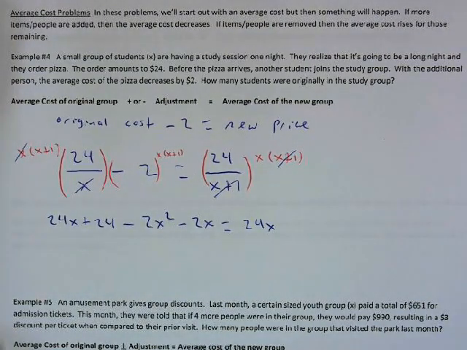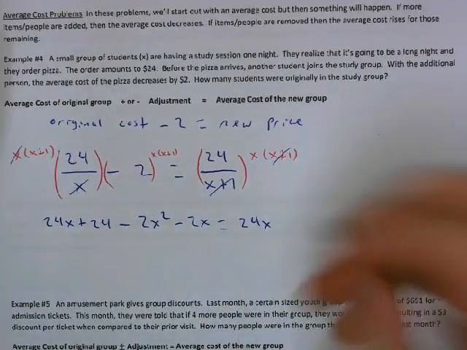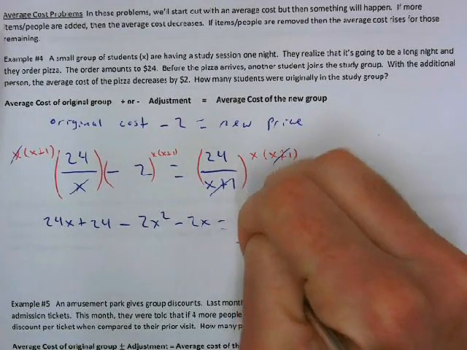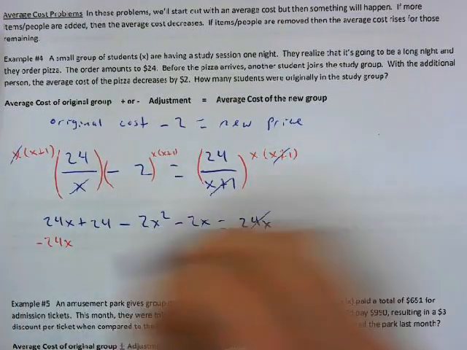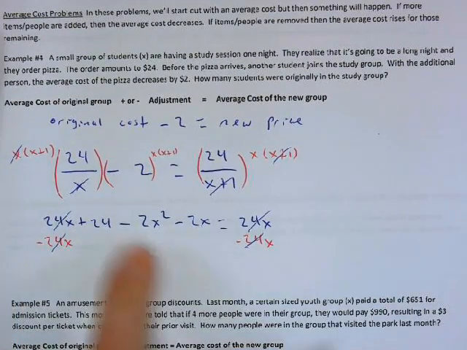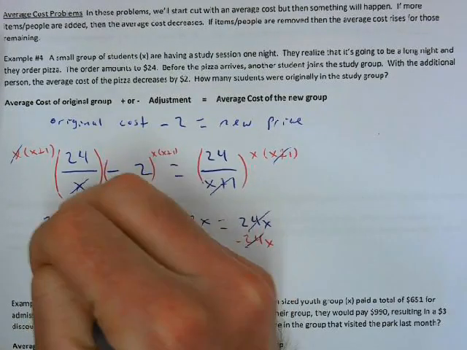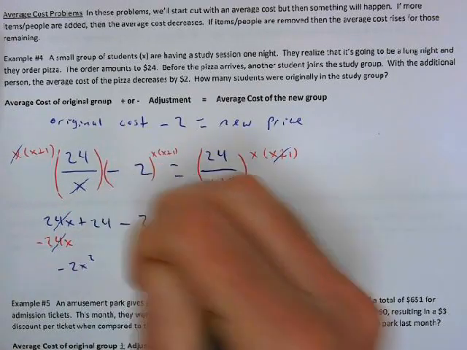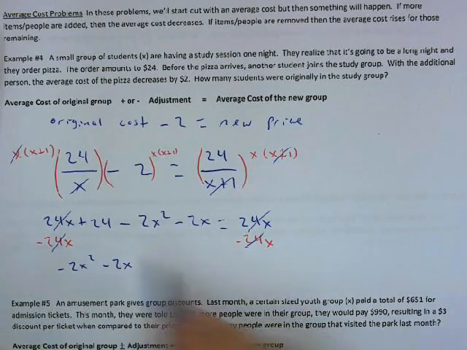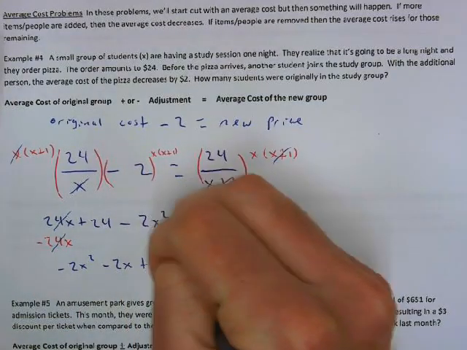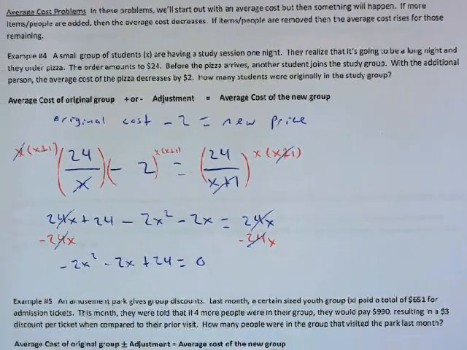All right, let's start to simplify this a little bit. Since I have 24X on both sides of the equation, let's subtract 24X on both sides. That disappears completely on both sides, so that's nice. Now we're just left with this stuff here. So we get negative 2X squared minus 2X plus 24 equals, now we just have 0 over here. Okay, so now I've got a quadratic.